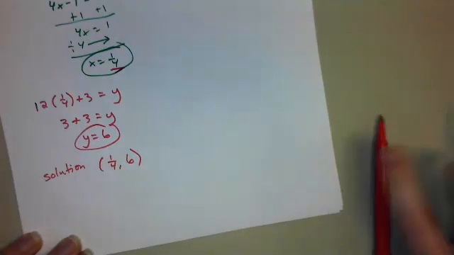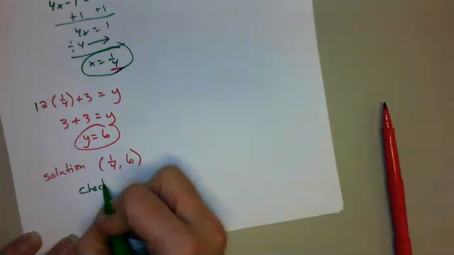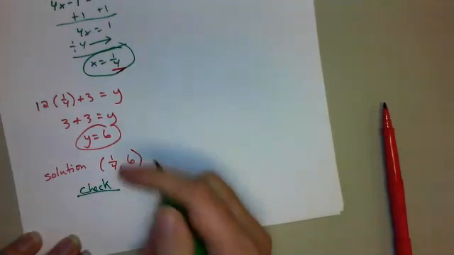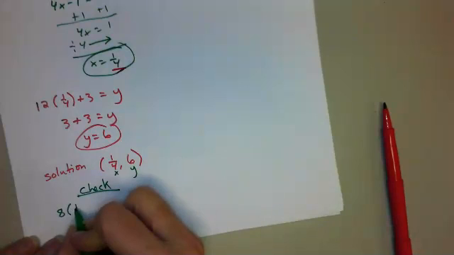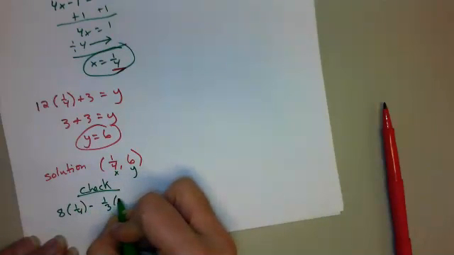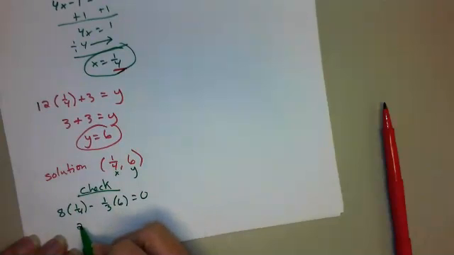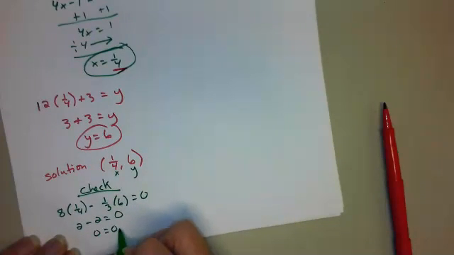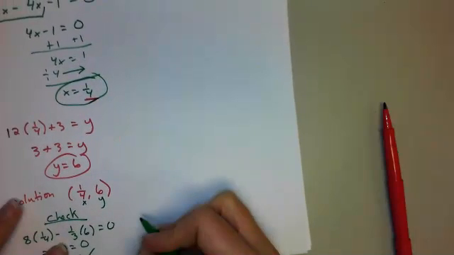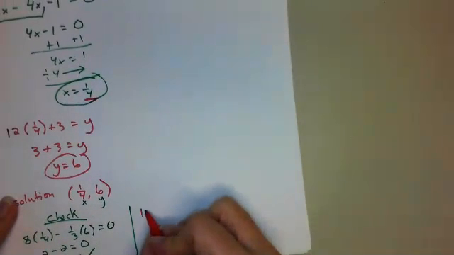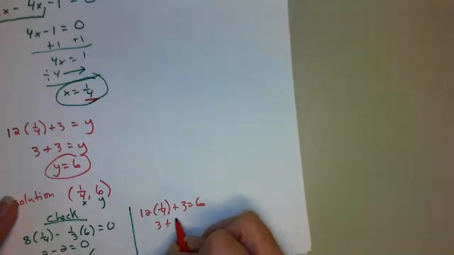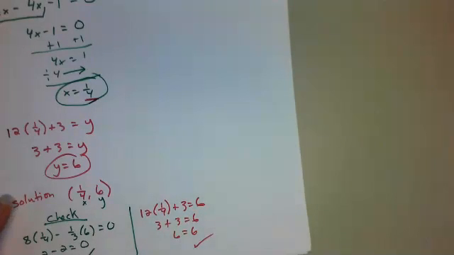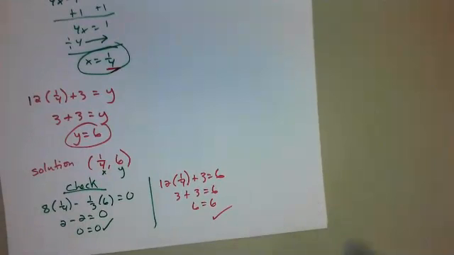And we're going to do our check. Our check entails filling my x and my y in to both of my original equations and making sure that we have a true statement. So I've got 8 times 1/4 minus 1/3 times 6 equals 0. That's going to give me 2 minus 2. That side checks. Now we'll do my second equation. We've got 12 times 1/4 plus 3 equals 6. That's 3 plus 3, so it does in fact check. So there's one problem for you.